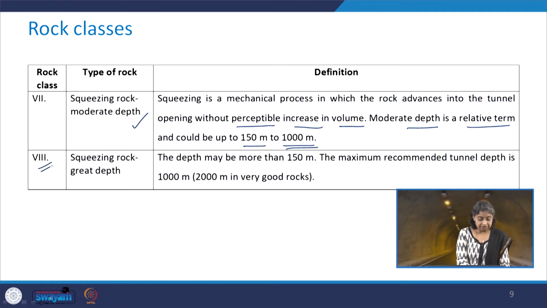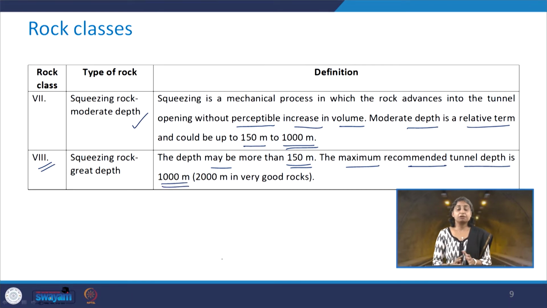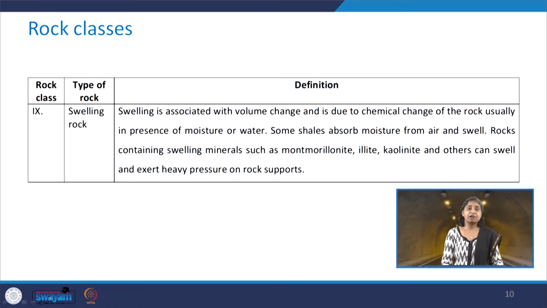Coming to the eighth type of rock class, it is defined by the squeezing rock at great depth. Now the depth may be more than 150 meter, but the maximum recommended tunnel depth is 1000 meter, and sometimes 2000 meter in case you have very good rock at the site. The next category and the last one includes the swelling rock. This is associated with volume change and is due to chemical change of the rock, which usually takes place in the presence of moisture or water.